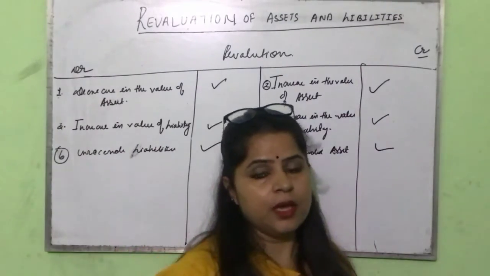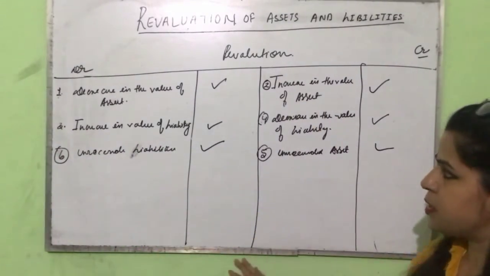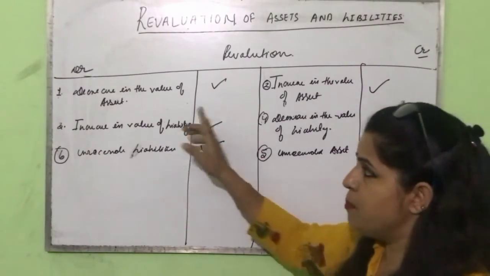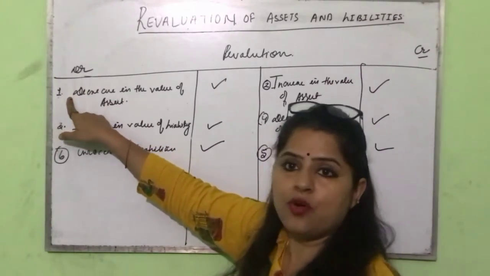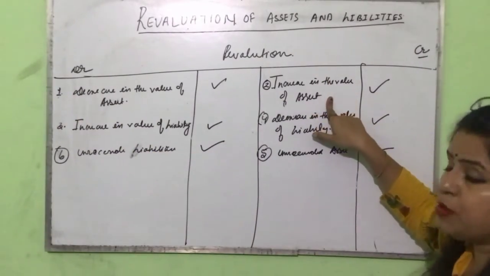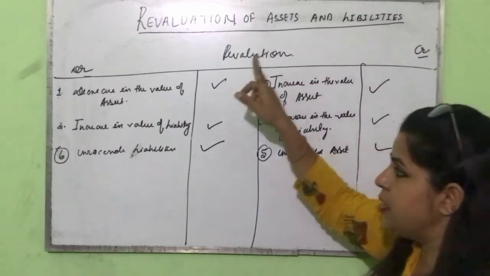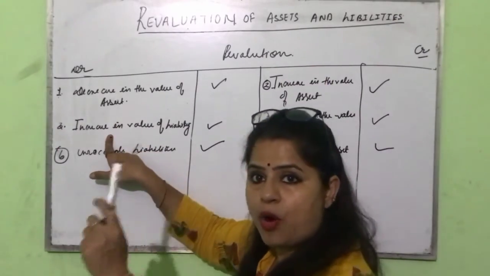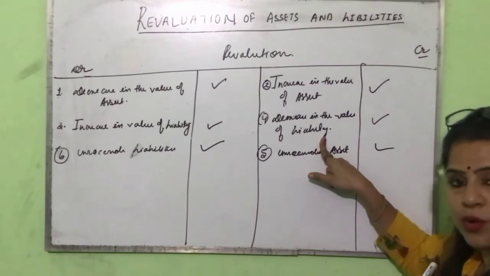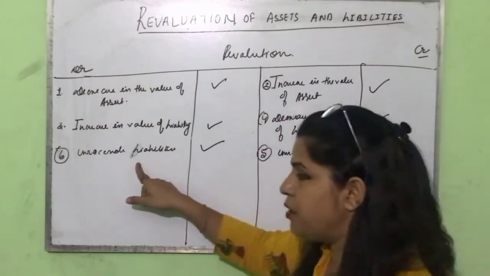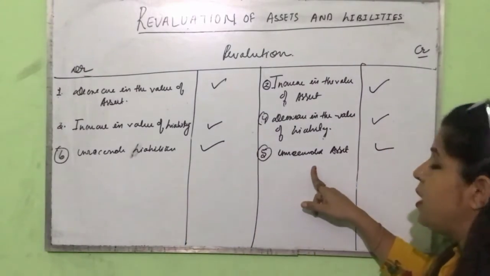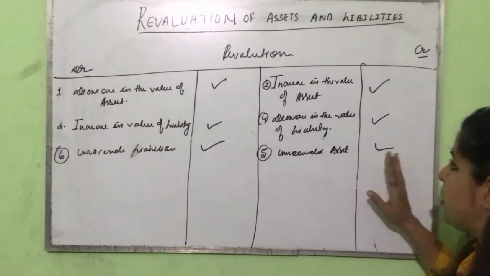Now you can see this whole revaluation account consists of 6 important information points. Number 1, decrease in the value of asset will be recorded in the debit side. Increase in the value of asset will be recorded in the credit side. Increase in the value of liability will be recorded in the debit side, decrease in the value of liability will be recorded in the credit side. Unrecorded liability will be recorded on the debit side, whereas unrecorded asset will be recorded in the credit side.